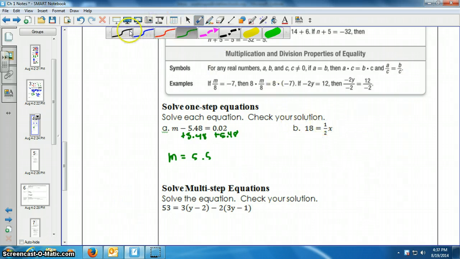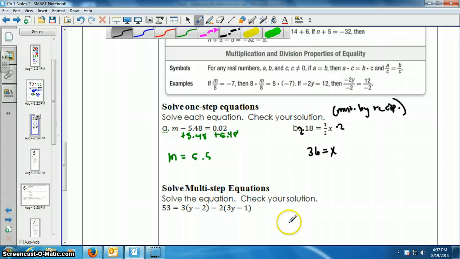Next, we look at our fraction here. How do we get rid of a half? Well, any fraction you want to multiply by its reciprocal. So I'll put that up here. Multiply by reciprocal. And we talked about reciprocal last lesson. That is just its flip version. So we multiply by 2 on both sides. 18 times 2, 36. And that is what x equals. So 1/2 times 2 cancels out.